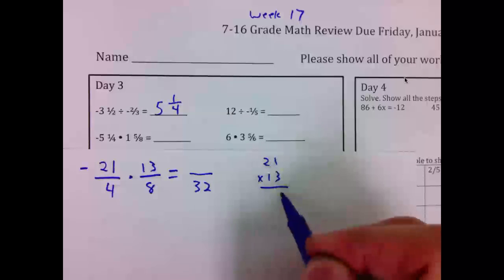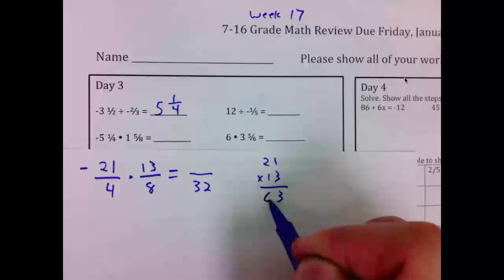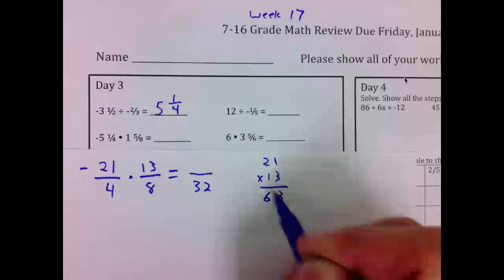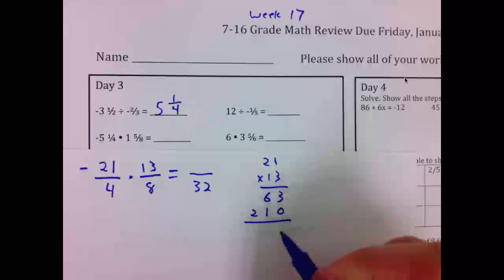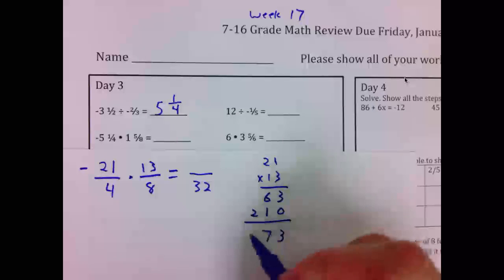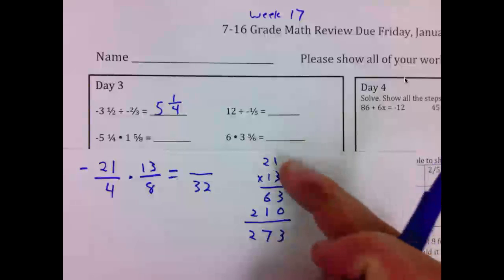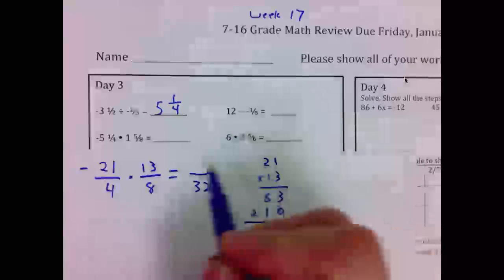3 times 1 is 3. 3 times 2 is 6. 1 times 1 is 1. 1 times 2 is 2. 3, 7, 2. 21 times 13 is 273. That will be my numerator.